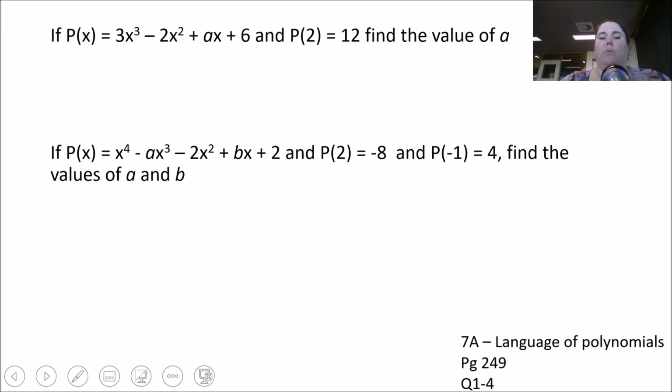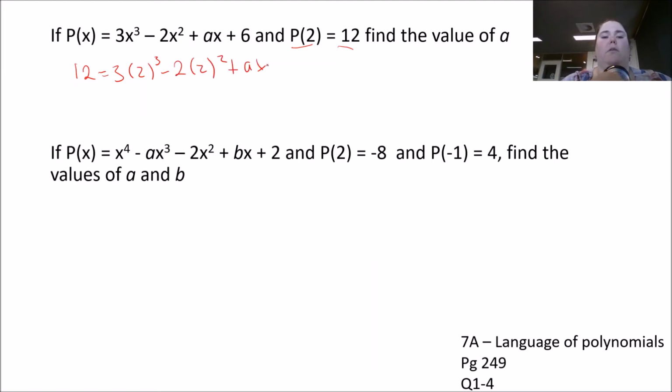The other thing we can do with polynomials, this is a more complicated substitution question. This is saying p of 2 equals 12. That just means if I sub 2 in for all those x values, my answer to that would be 12. So I can also write that as 12 equals 3 times 2 cubed minus, so all I'm doing is subbing in that 2 and making it equal 12, because that's what they've told me.